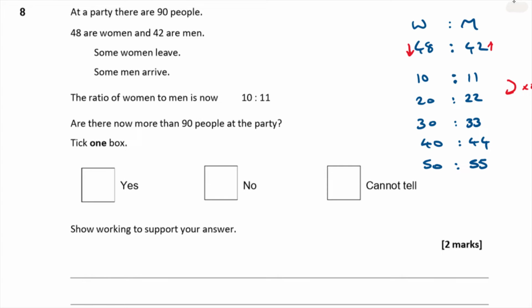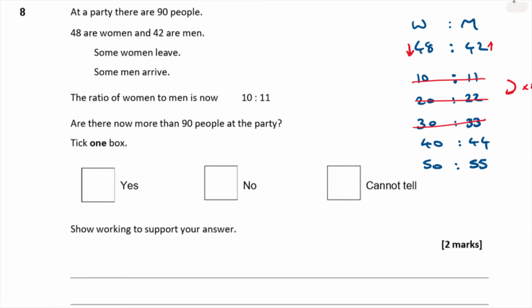Now, let's have a think about which one of these ratios actually could work with the numbers 48, less than 48, and more than 42. The first one, 10 to 11. 10 is less than 48, but it's not more than 42, so it's not that one. 20 to 22. 20 is less than 48. 22 is less than 42, so that one doesn't work.